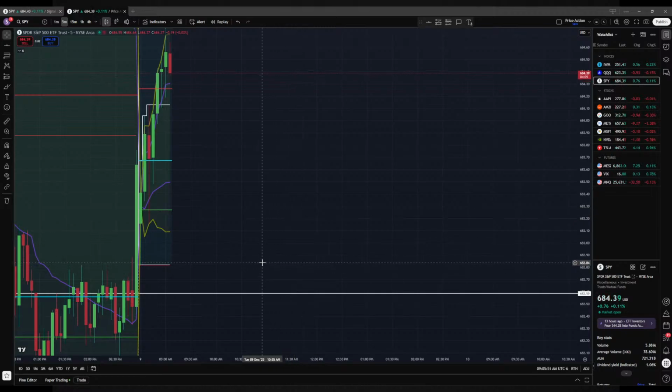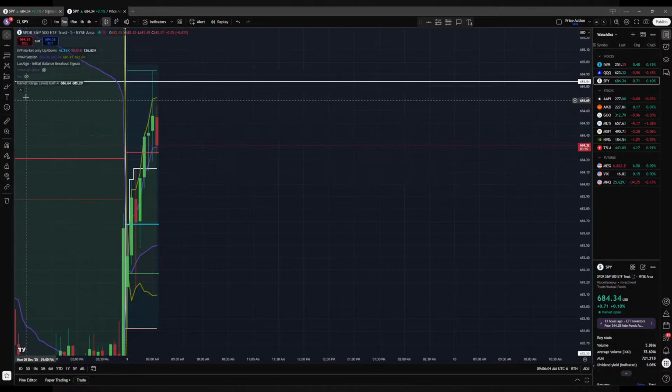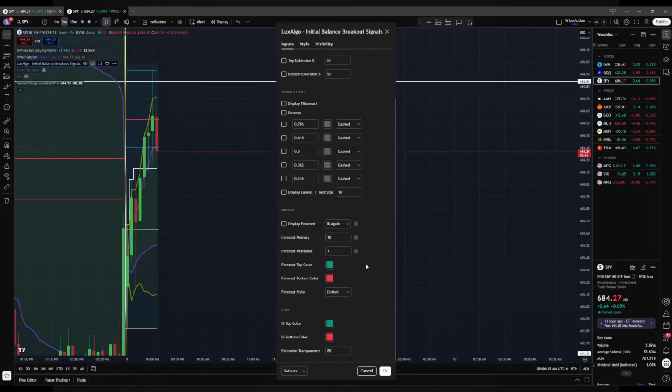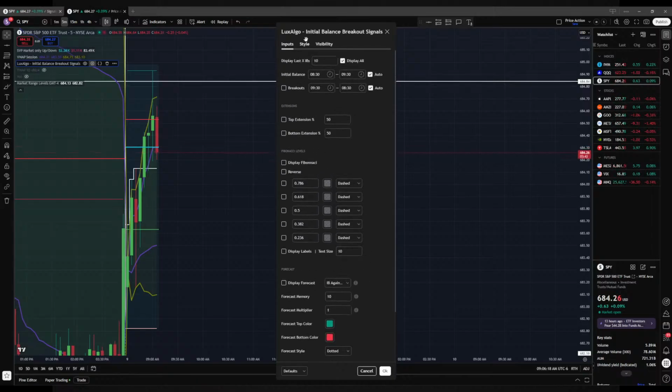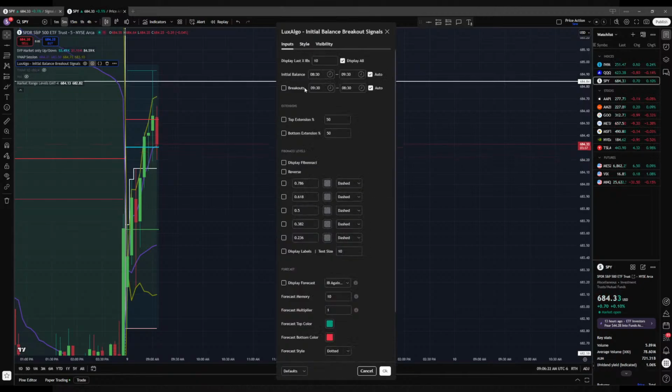You can mark those out manually on your chart, or you can use the Lux Algo initial balance breakout signals indicator. It's free out on TradingView. I don't think I have anything crazy about it. These are my settings. Yep, that's it.